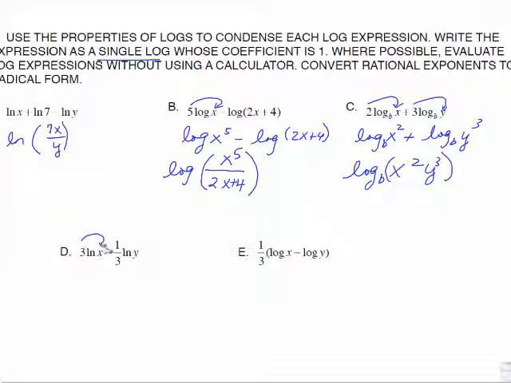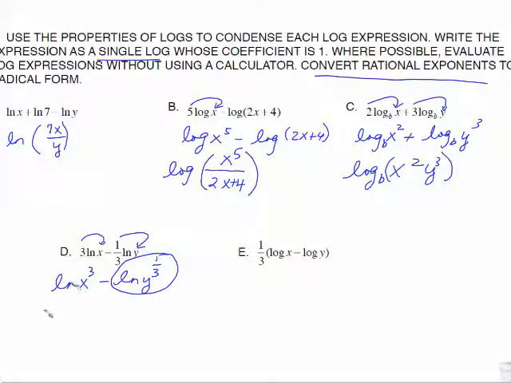Bring your powers back. So this is ln x cubed minus ln y to the 1/3. Your directions up here tell you to convert rational exponents to radical form. So I've got to take this and go back to the radical. So this is ln x cubed minus ln of the cube root of y. Then I can go to ln. There's a minus in between here, so the x cubed is on the top and the cube root of y is on the bottom.